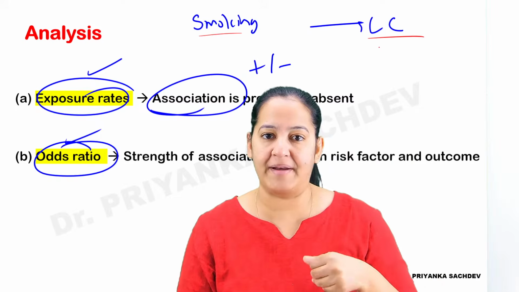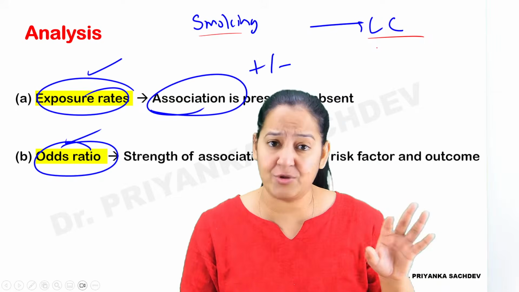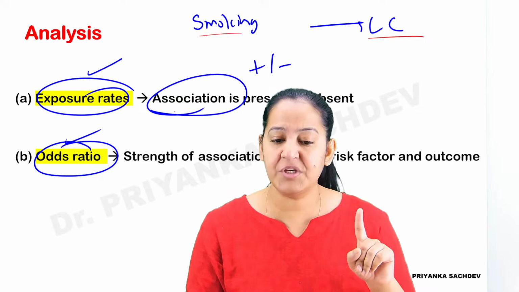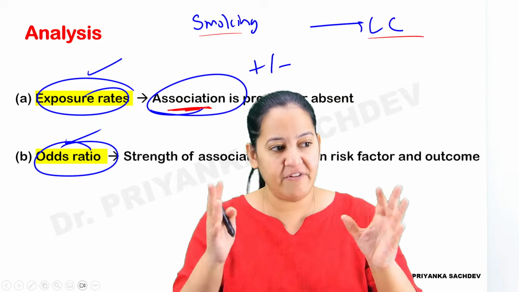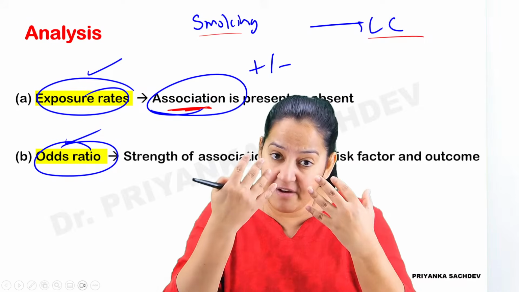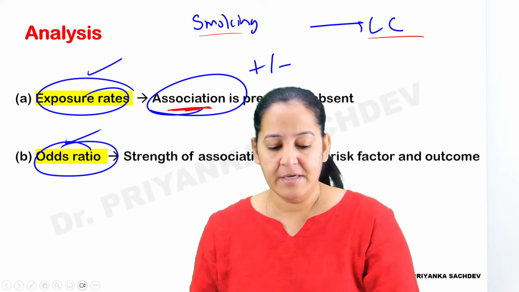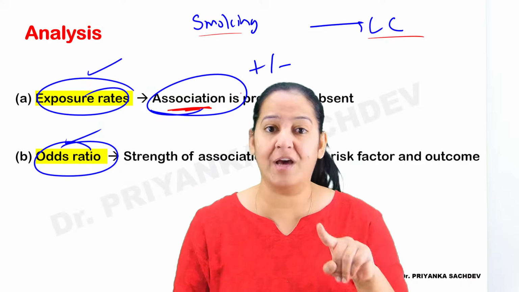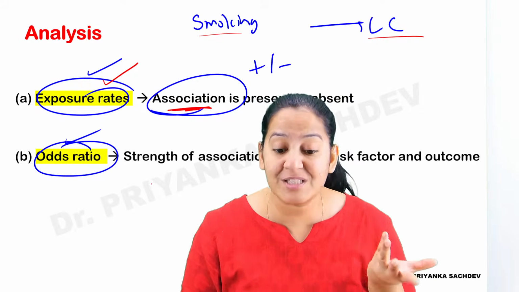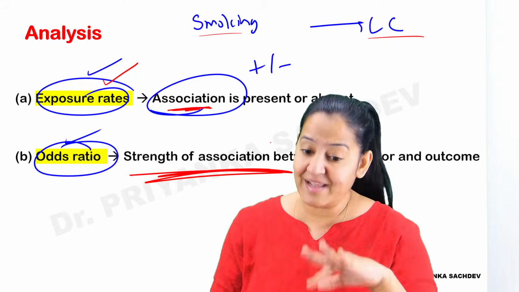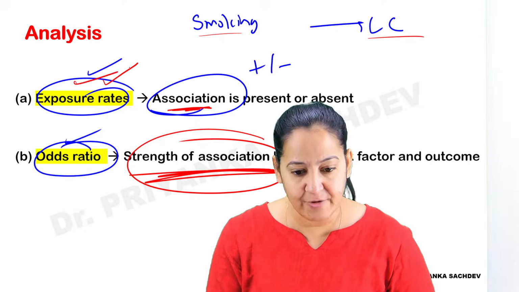Eating mangoes leads to blindness. So maybe it is by chance I found it, and there is no actual association between them. So what is association? Association is when two things always occur together. They have a tendency to occur together. So that is the association. Here, whether association is there or not, we will get from the exposure rate. Now if the association is there, what is its strength? For understanding the strength of association, we have to calculate the odds ratio. I will explain.